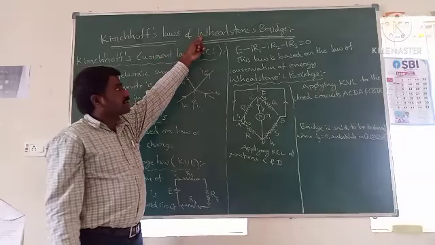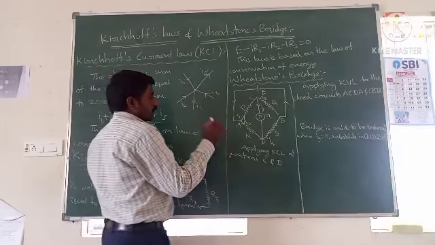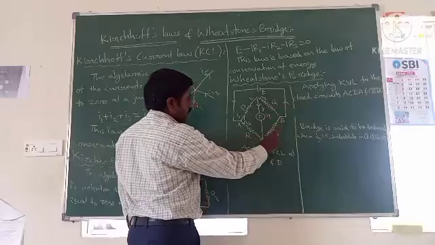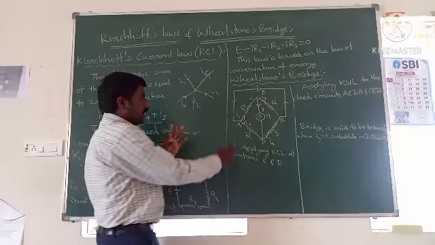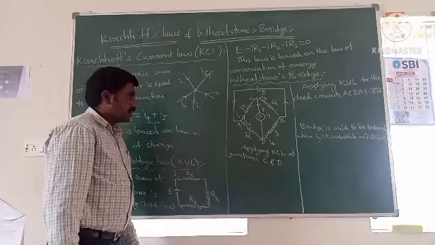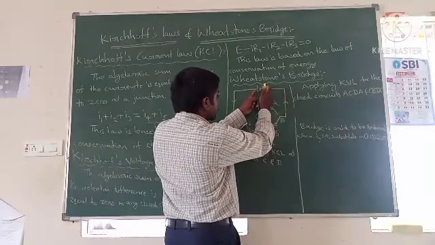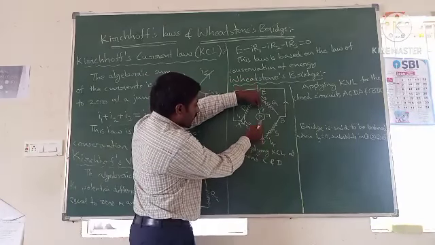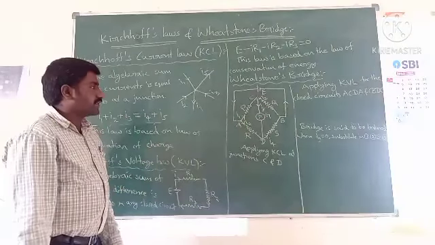Next one is Wheatstone's bridge. So this diagram represents Wheatstone's bridge. Here there are four resistors P, Q, R, S. So four resistors are connected according to this diagram. So in this connection we can find four junctions that are A, B, C, D. These are the four junctions. Now in between the junctions A and B we connected a battery of potential E, and in between the junctions C and D we connected a galvanometer G. So this is the construction of the Wheatstone's bridge.